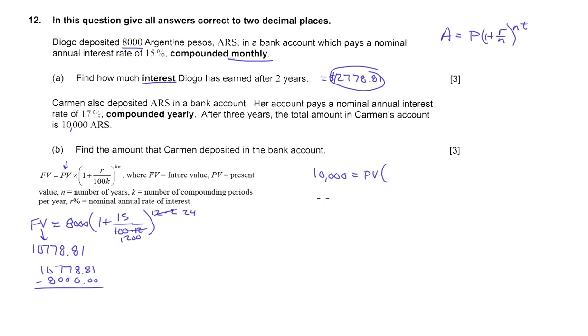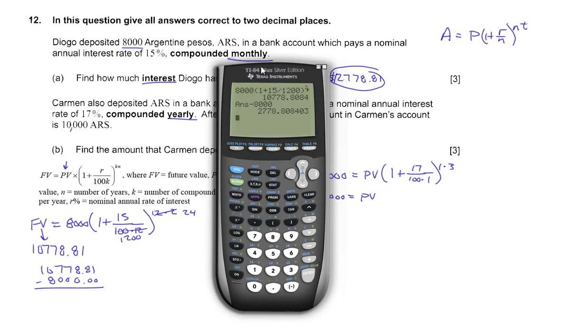she originally invested. So now we have 1 plus our rate, which was 17%, all divided by 100 times the compounding periods. It's compounded yearly, so that's just times 1, right? And then there's a 1 there, and this is at 3 years. Okay, so what we want to do here is we got 10,000 equals PV, and remember this PV is just one variable. And then we can actually calculate what this number here is. So let's figure out what that is.